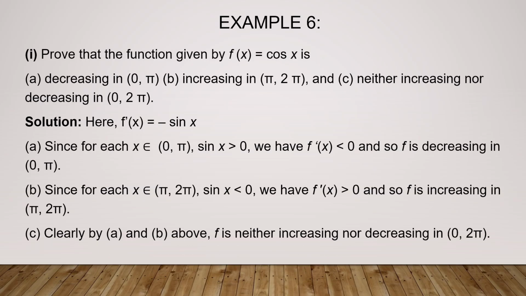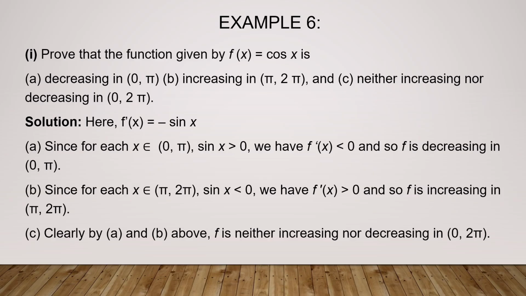Next example, prove that the function given by f(x) is equal to cos x is decreasing in 0 to pi, increasing in pi to 2 pi, and it is neither increasing nor decreasing in 0 to 2 pi. So the function f(x) is cos x. Now you know to find increasing, decreasing, you first need to find the first derivative. So first derivative means derivative of cos x is minus sin x.